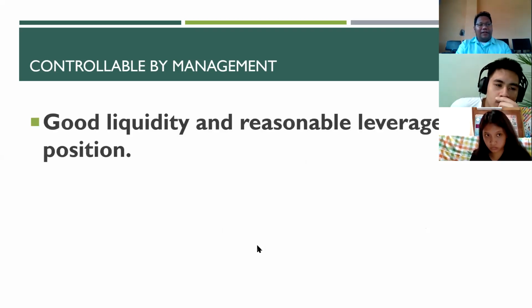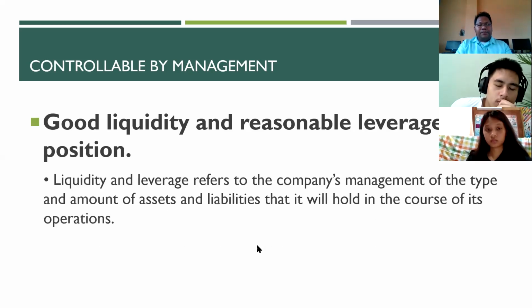Another controllable factor, good liquidity and reasonable leverage position. Liquidity and leverage refers to the company's management of the type and amount of assets and liabilities that it will hold in the course of its operations. What are assets? Applied economics. Surely the term was mentioned. What are assets?